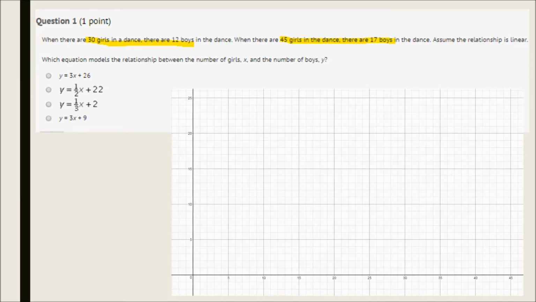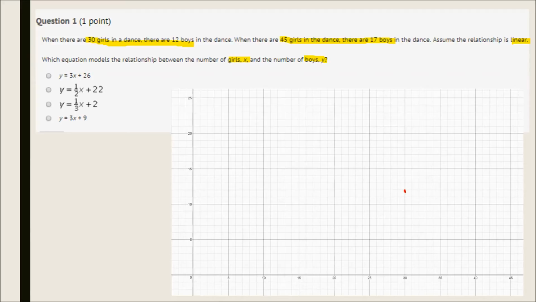And then it says assume the relationship is linear, and that means that there is a straight line that is going to go through both of those points. We are going to find which equation models the relationship between the number of girls, x, and number of boys, y. I'm going to go ahead and plot those 2 points. So 30 girls, hopefully you can see this, goes to 12 boys. So I'm going to go to the right on 30, because girls are the x, and up to 12, and that would put me right about there.